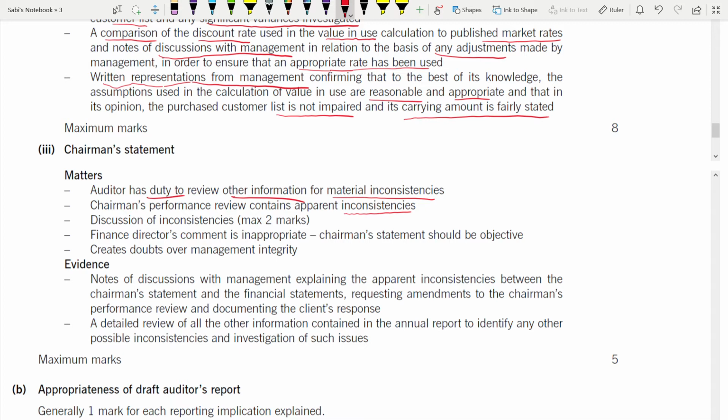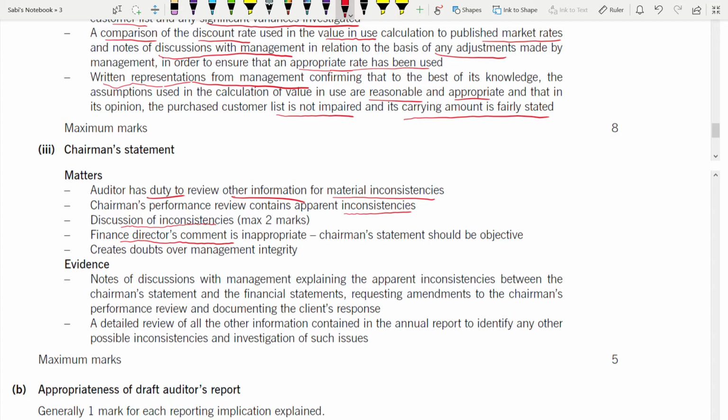Next, discussion of inconsistencies is 2 marks. That means you are linking this to the revenue and so on, you're talking about it, then you will get 2 marks. What about the finance director's comment? Whenever some comment is there, make sure that you bring this in your answer. You'll be given extra marks for it, 1 or 2 marks for that comment.